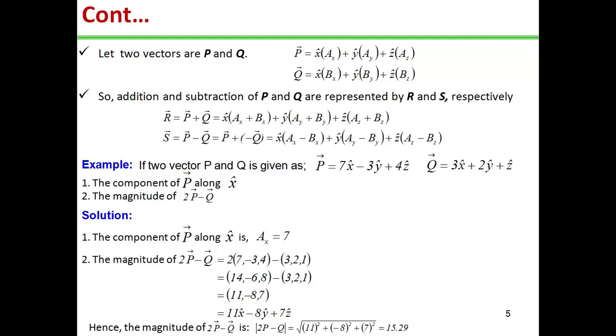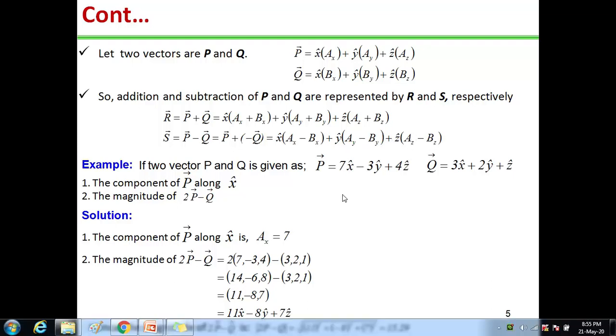Subtraction of vectors P and Q is P minus Q. This can basically be written as P plus minus Q, that means with the same magnitude and reversed direction. So we will get x cap (Ax minus Bx) plus y cap (Ay minus By) plus z cap (Az minus Bz). For a clearer picture, let's take an example of two vectors.